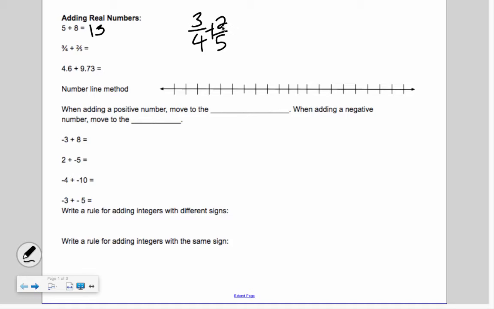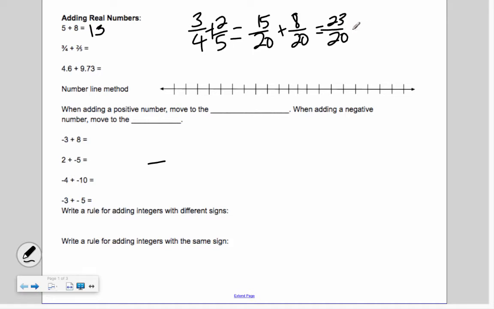So knowing that the common denominator is 20, I need to rewrite these fractions with that common denominator. So 3/4 is going to become 15 over 20, and 2/5 is going to become 8 over 20. I multiplied 4 times 5 to get 20, and so 3 times 5 is 15. 5 times 4 is 20, so 2 times 4 is 8. Now I can add my numerators. 15 plus 8 is 23 over 20. I do not add the denominators. Keep the denominator the same.